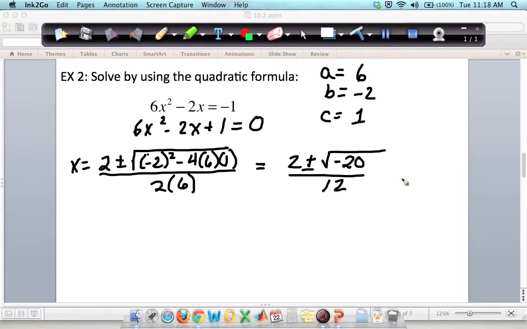Okay, this is now a negative under your radical sign, and that is a non-real solution or answer. So we're going to stop here. We can't simplify anymore, because we haven't talked about imaginary numbers. So we're just going to say, you would say this is a non-real solution.